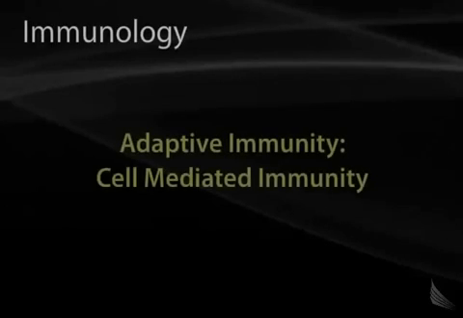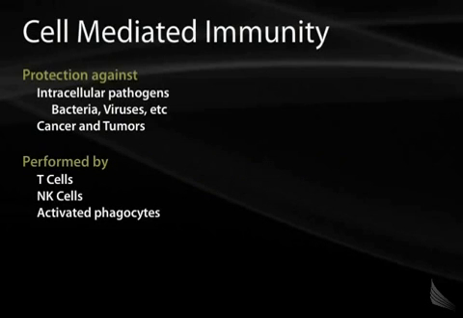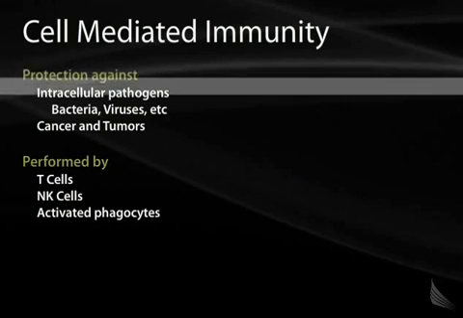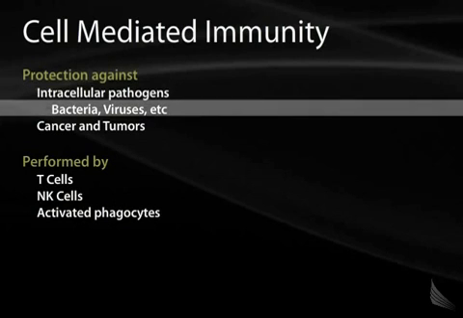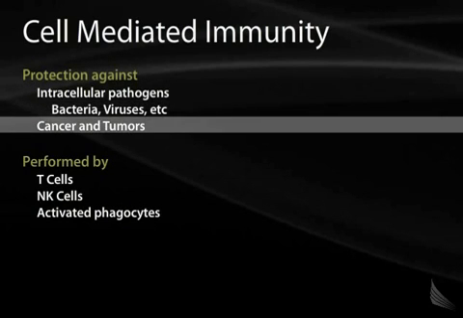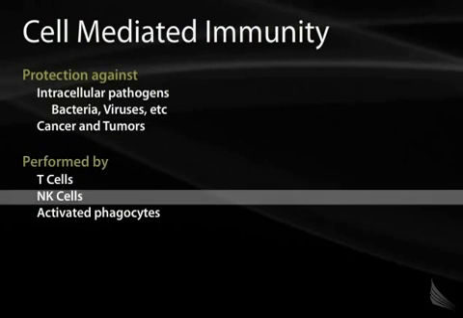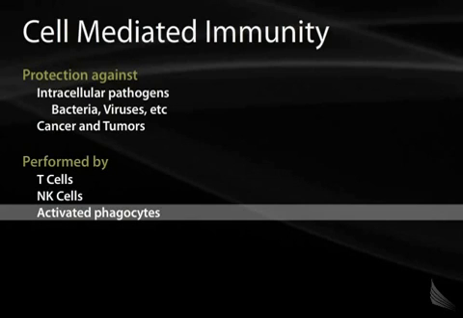In this next section, we will cover the branch of adaptive immunity known as cell-mediated immunity. Cell-mediated immunity is involved specifically in protection against intracellular pathogens, intracellular bacteria, viruses, and also cancer and tumors. It is mostly associated with T cells, NK cells, and activated phagocytes.